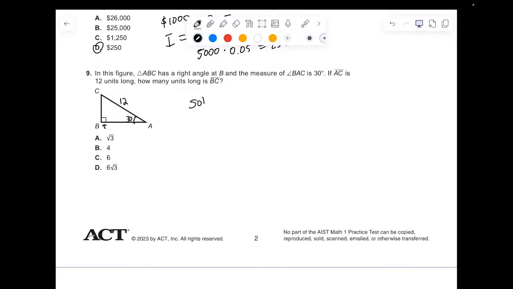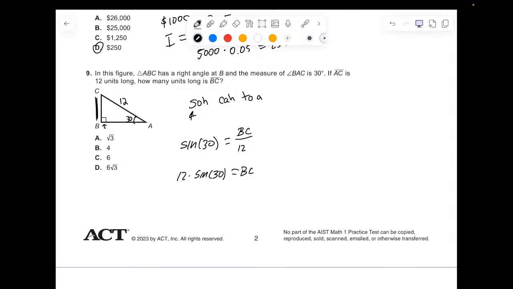Let's see, so we have SOH CAH TOA. We want to find BC. So this is opposite of the angle we're given. So we can use that. Sine of 30 degrees is equal to opposite, so BC over 12. So 12 times sine 30 is equal to BC.